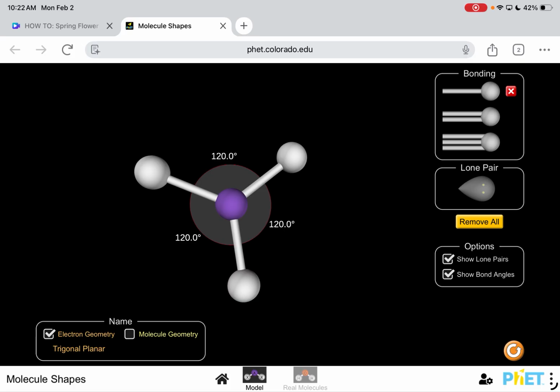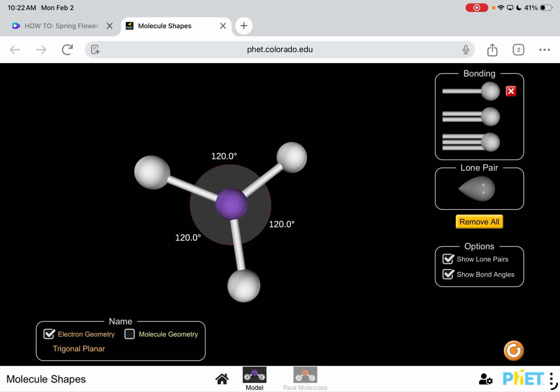Now, the step that a lot of people try to skip is they try to memorize 3 groups, trigonal planar, 4 groups, tetrahedral, 5 groups, trigonal bipyramidal. It gets really complicated to try to just straight memorize that, okay? Looking at the simulation, remembering the funny different shapes that I'm going to make with my body today, that's what's going to help you remember the name, okay?